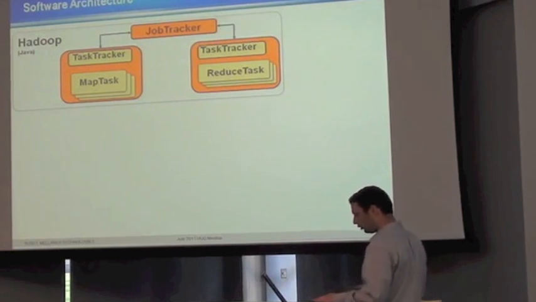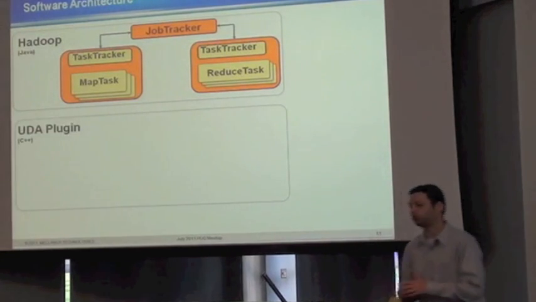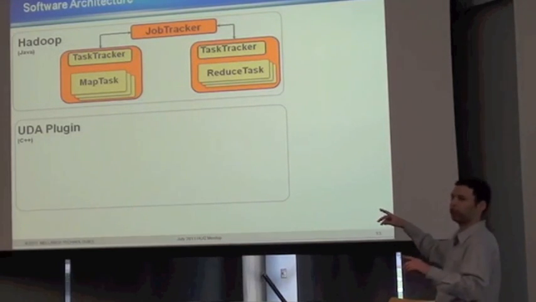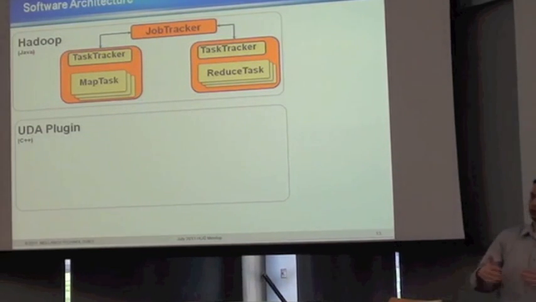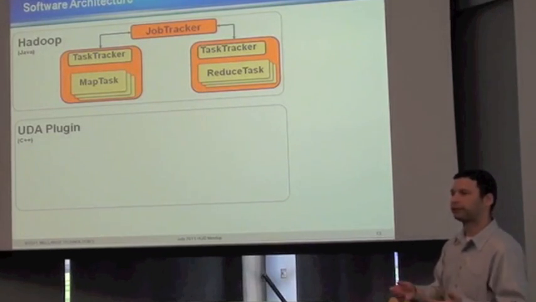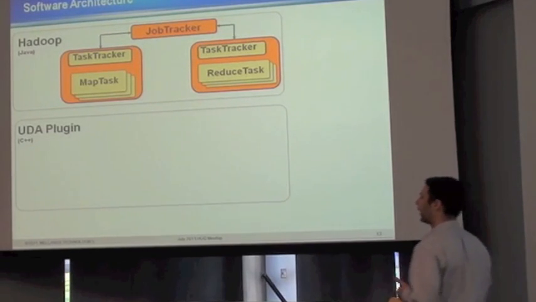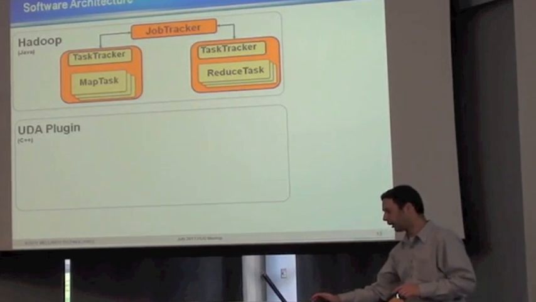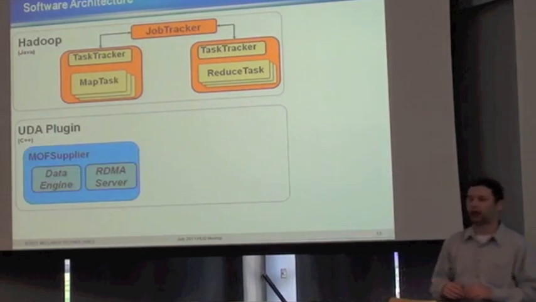What we did in UDA is basically to develop a daemon. It's a UDA plugin, a daemon that just runs on the machine as well. It's written in C++ because that's a way for us to better utilize the RDMA capability, the zero copy and all of that. So it runs like a plugin, a daemon, and it basically has two parts.